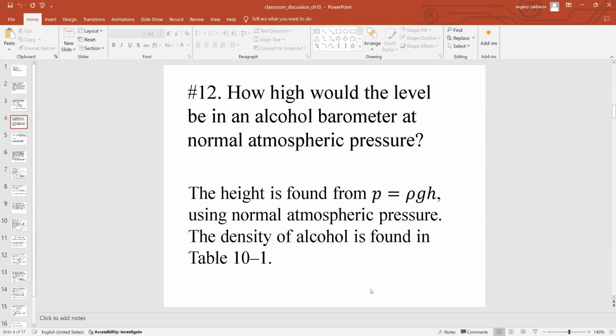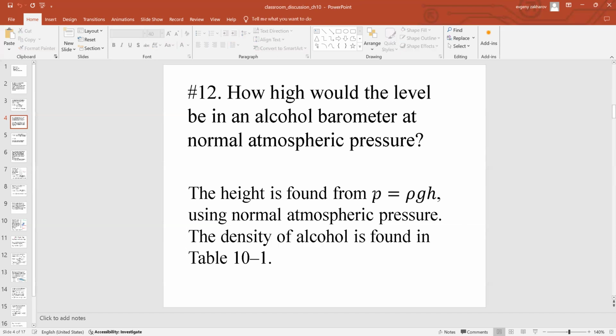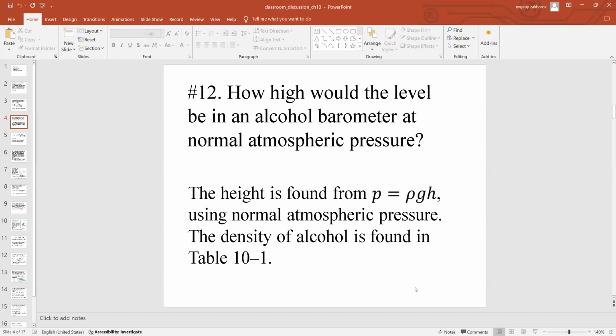How high would the level be in an alcohol barometer versus normal atmospheric pressure? Remember I said it was mercury. Mercury is the best choice of a fluid for barometer or manometer because it's going to make everything compact. So why is it so compact compared to, say, alcohol? Well, you need the density of alcohol that you can find in the table, and you have to recall the hydrostatic pressure formula, the rho g h, density of a fluid, and h is the depth.